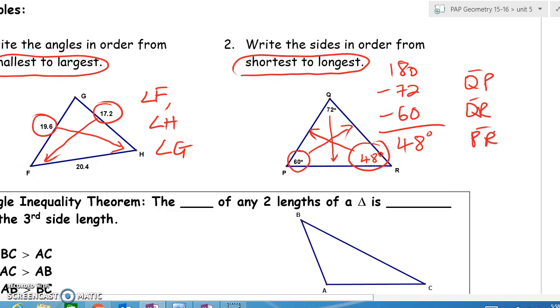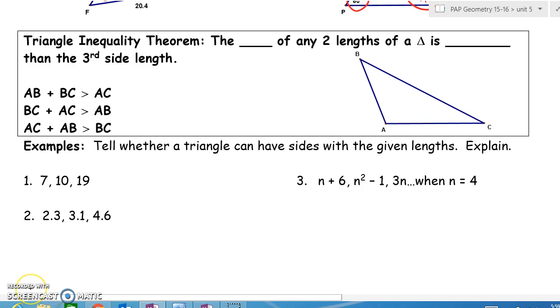So they are nicely listed in order. So the next theorem, we need to fill in the blanks here. The sum of any two lengths of a triangle is greater than the third side length. And this right here may confuse you a little bit, but let me try and explain what's really going on in this theorem.